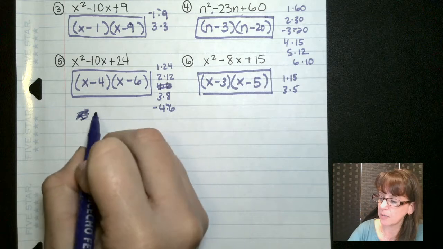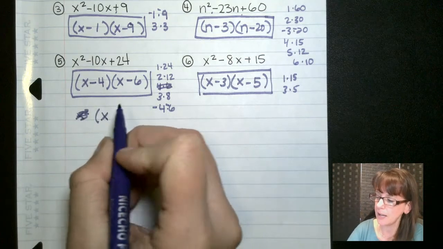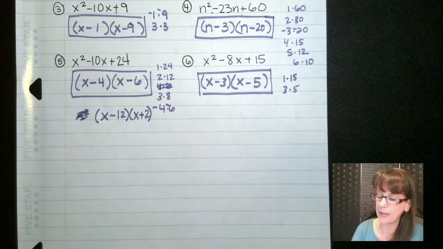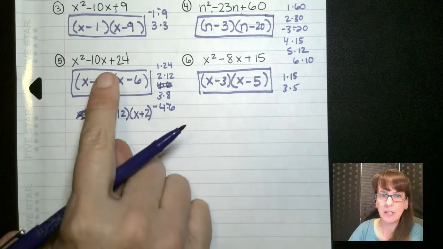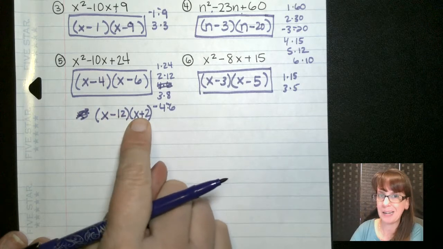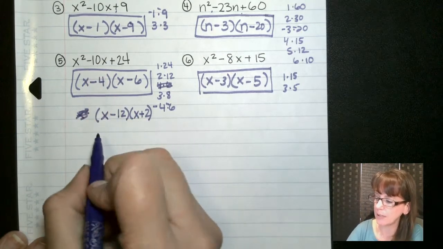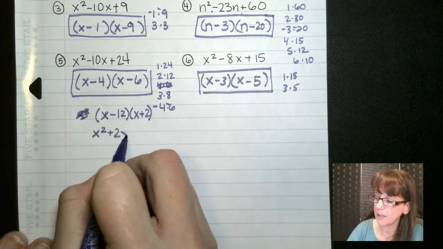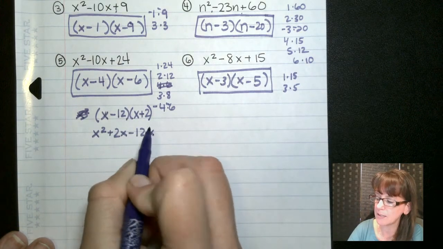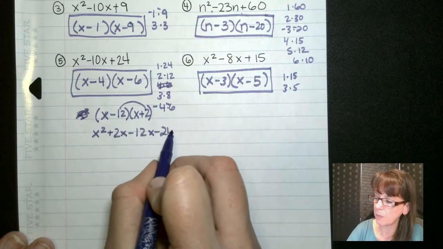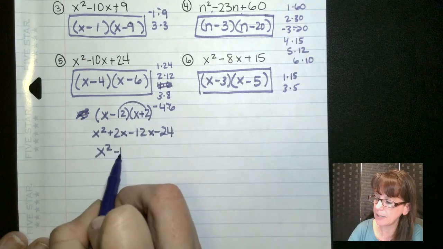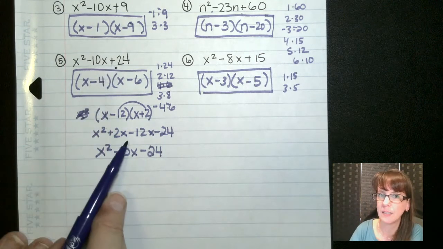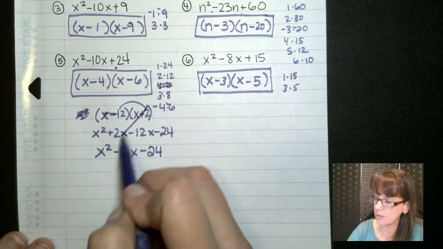Let's say you factored this incorrectly and you're like, hey, x minus 12 and then x plus 2, right? And you're like, oh, that gives me negative 10 here. Negative 12 and positive 2 gives me negative 10. Well, let's go ahead and FOIL this out. x squared. Outside would be plus 2x. Inside would be minus 12x. Last would be minus 24. So we would get x squared minus 10x minus 24. And notice we needed a plus. So that is why it is not correct. So don't do that. Know your signs.